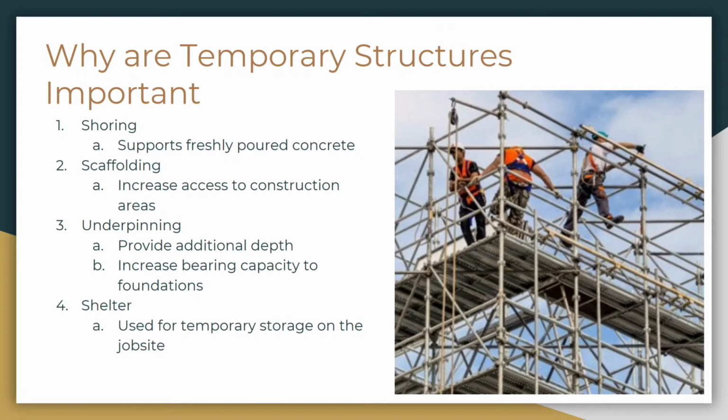Another type of temporary structure is scaffolding, which is used by workers to gain easy access to different parts of the structure during construction. It usually refers to raised platforms and walkways that laborers stand on while working and moving materials around a site. Common types of scaffolding are single pole, double pole, and tower scaffolds.